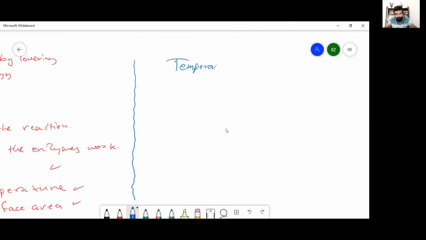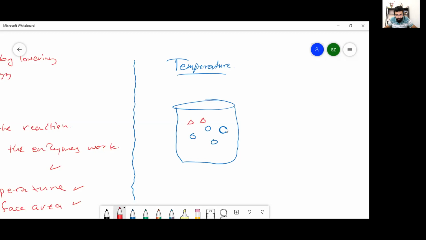Guys, scientists said that for any chemicals to react together, they need to collide with each other, and have enough energy to react and change to product. Here, they exchange bonds.